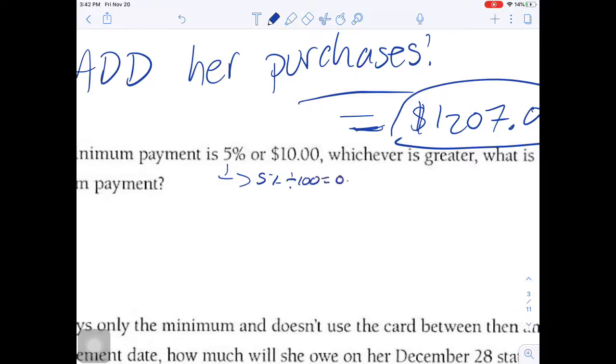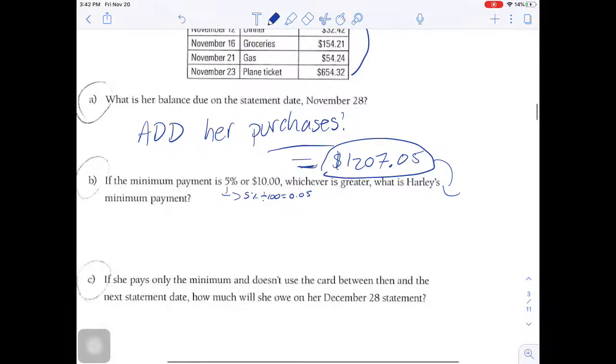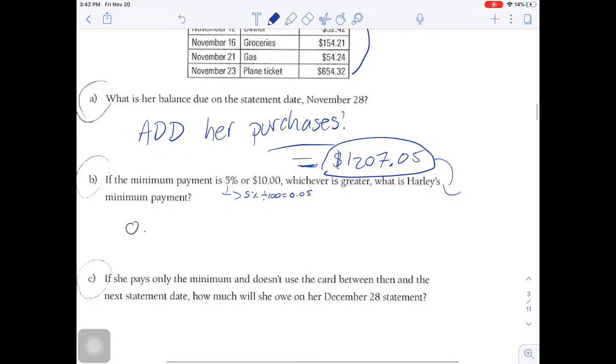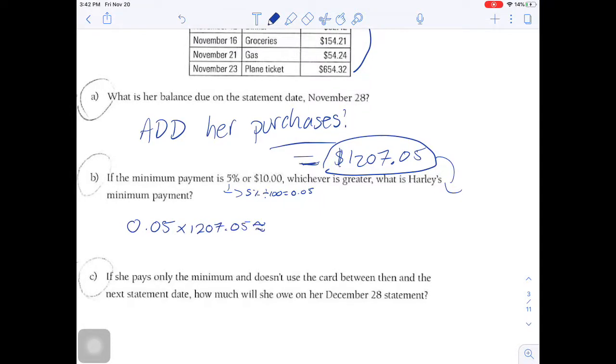So that's 0.05. So let's figure out what 5% of $1,207.05 is. So 0.05 times 1,207.05. And that gives me roughly $60.35. Now ask yourself, what's the minimum amount she is allowed to pay off? Well, 5% is definitely more than $10. So it looks like she's going to pay that $10 or that $60.